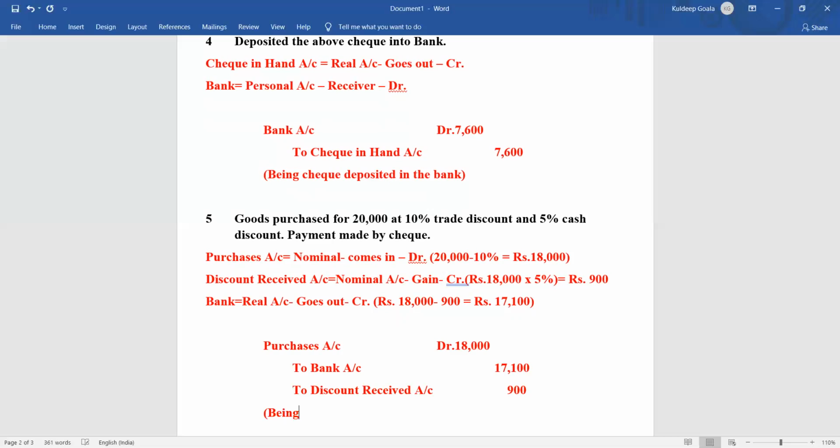Being goods purchased at 10% trade discount and 5% cash discount. Okay, this is how your transaction will appear.